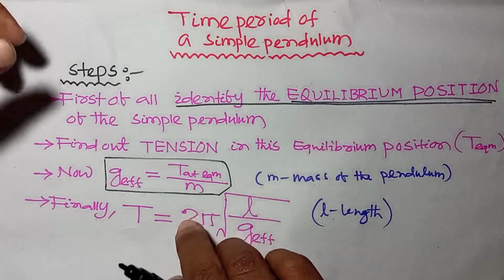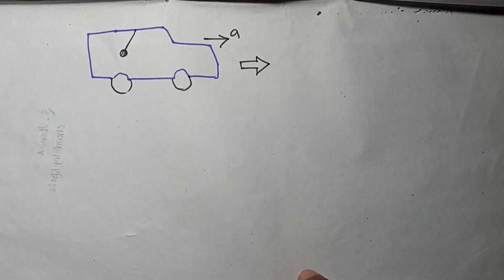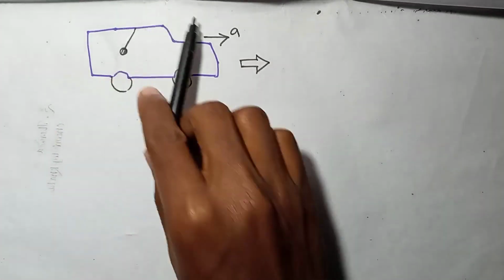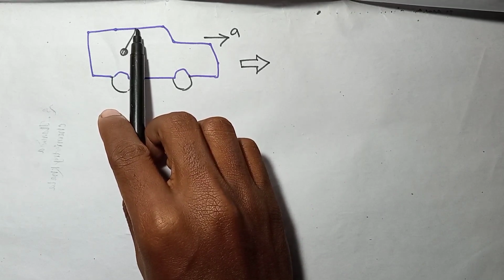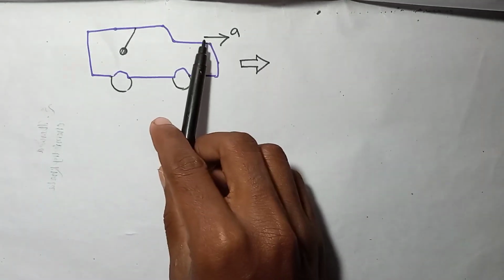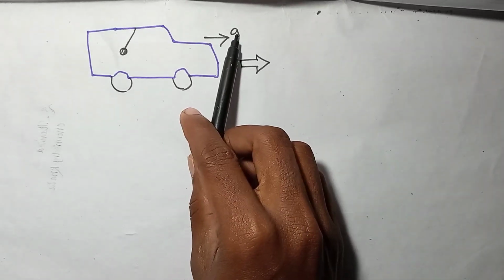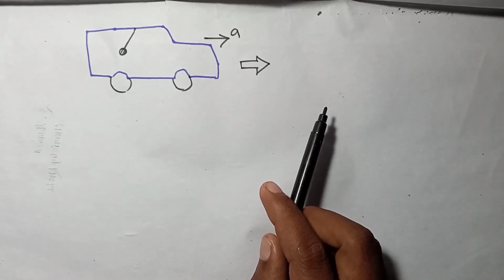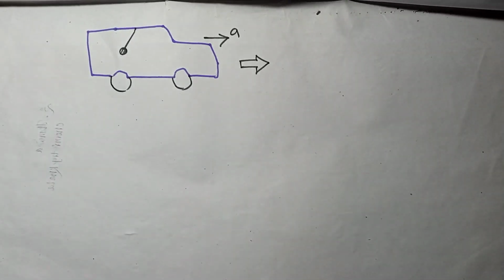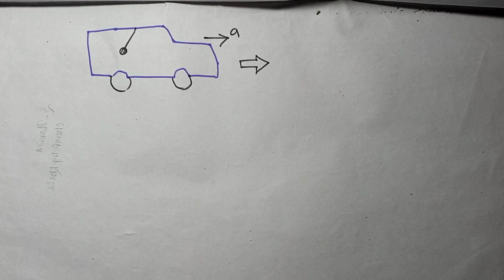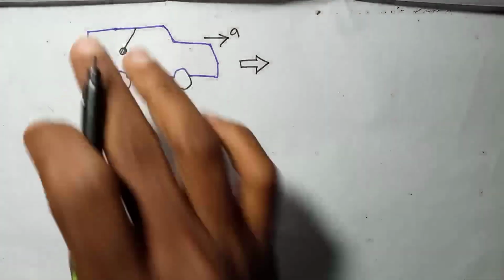So let's see an example. Let's say it is a vehicle and a simple pendulum is attached to the ceiling of this vehicle, and this vehicle is moving with acceleration a. We want to find the time period of this simple pendulum. How to do that? First of all we have to identify the equilibrium position of this simple pendulum.